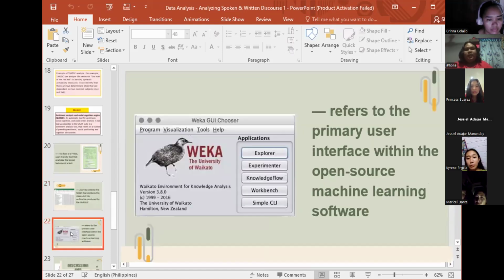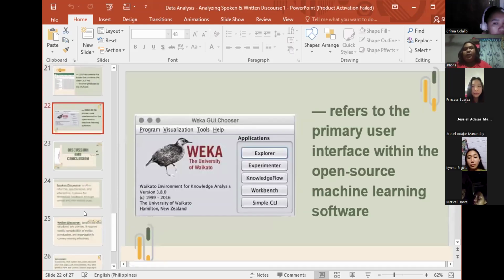The third one is the Weka Explorer. It refers to the primary user interface within the open source machine learning software. WEKA, or the Waikato Environment for Knowledge Analysis, allows the user to easily load, process, visualize, and analyze data using various machine learning algorithms. The Weka Explorer has six tabs which can be used to perform tasks.